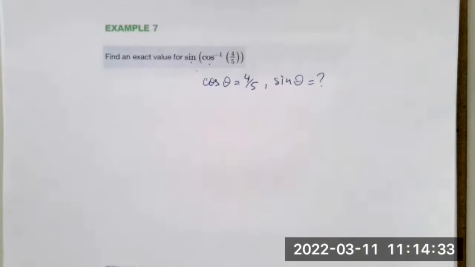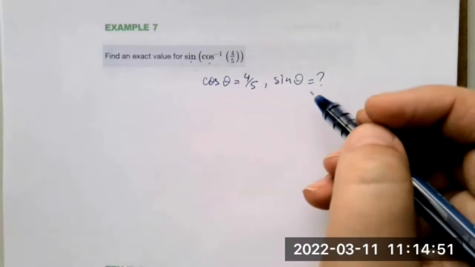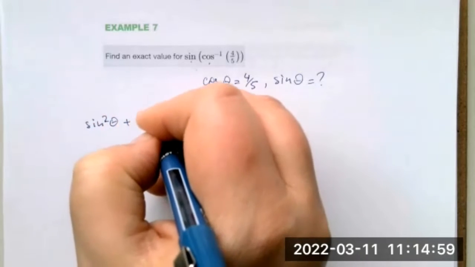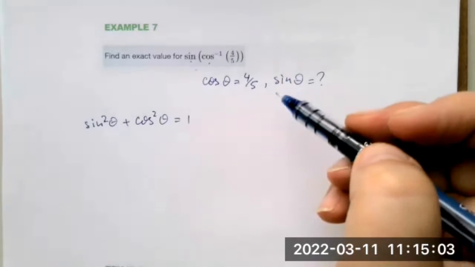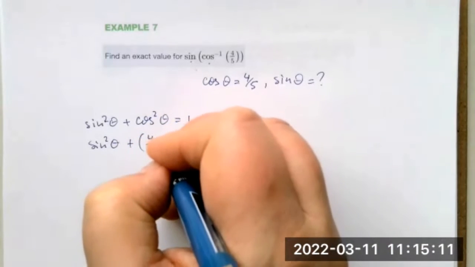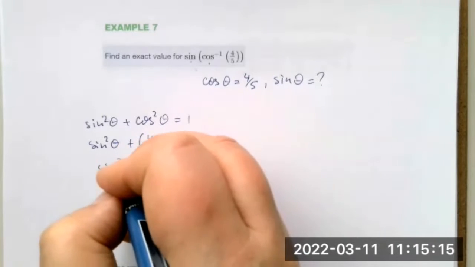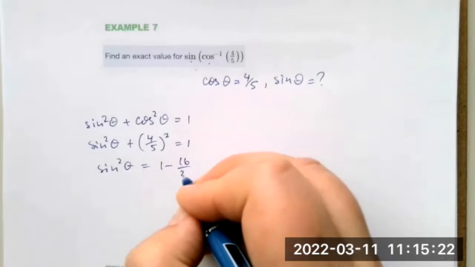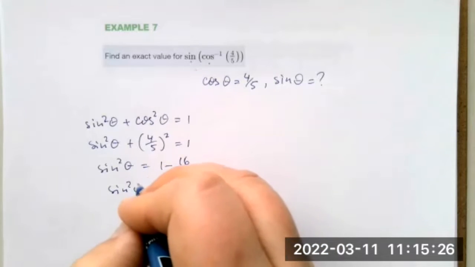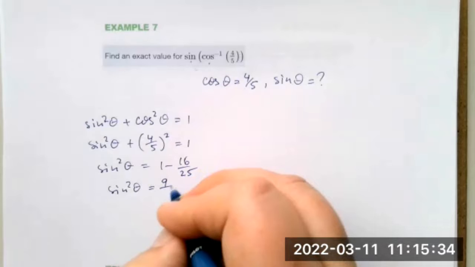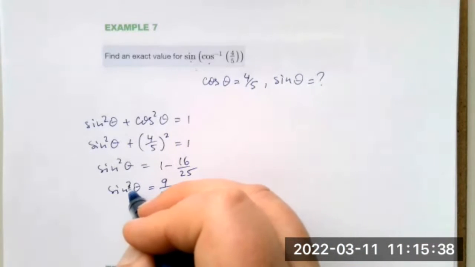Well, we can apply our Pythagorean identities to solve this kind of problem. So let's do it. We know that sine squared theta plus cosine squared theta equals 1. That's our Pythagorean identity. So from here, sine squared theta plus 4/5 squared equals 1. So sine squared is 1 minus 16/25. So sine squared theta is 25 minus 16, which is 9/25.